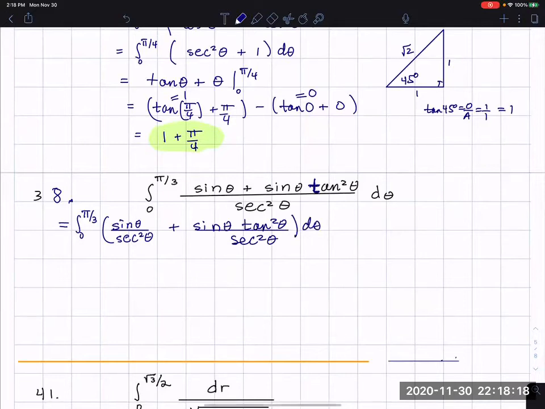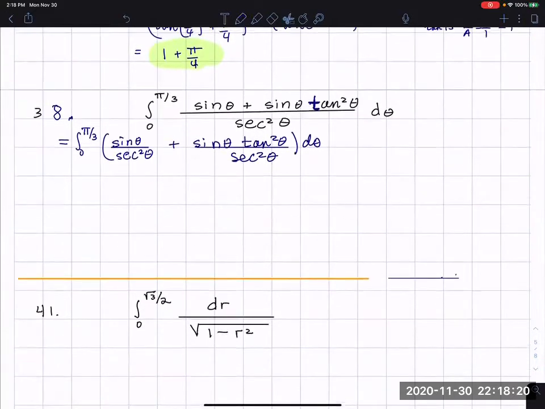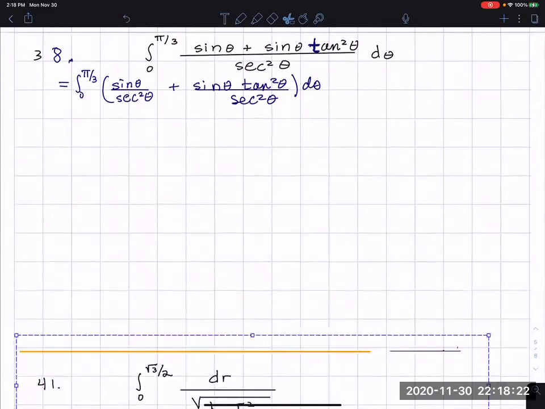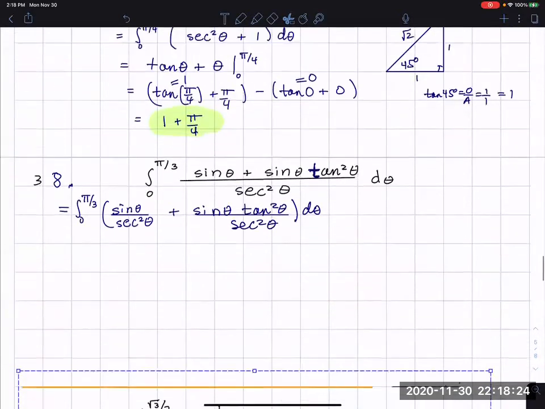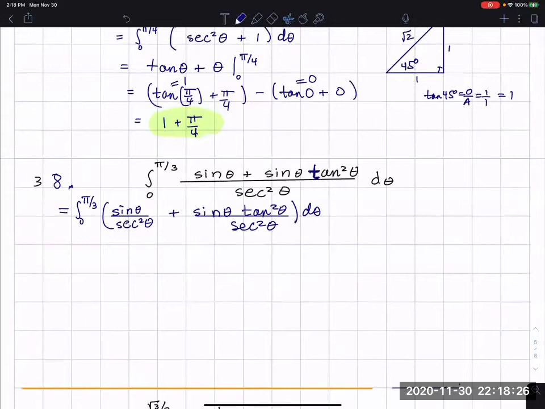The way I set this up, I don't have as much space as I should, maybe. So, okay. For one thing, let's just do what we know is true, is that 1 over secant squared theta is cosine squared theta. So this is sine theta times cosine squared theta plus sine theta.